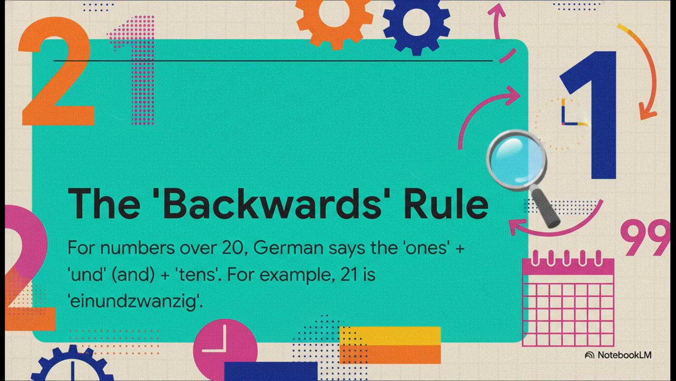And here it is. This is the big one, the rule that answers our first question. For any number from 21 all the way to 99, you say the single-digit number first, then you say und, which means and, then you say the tens place. I know, it feels totally backwards at first, but I promise once it clicks, it's there for good.